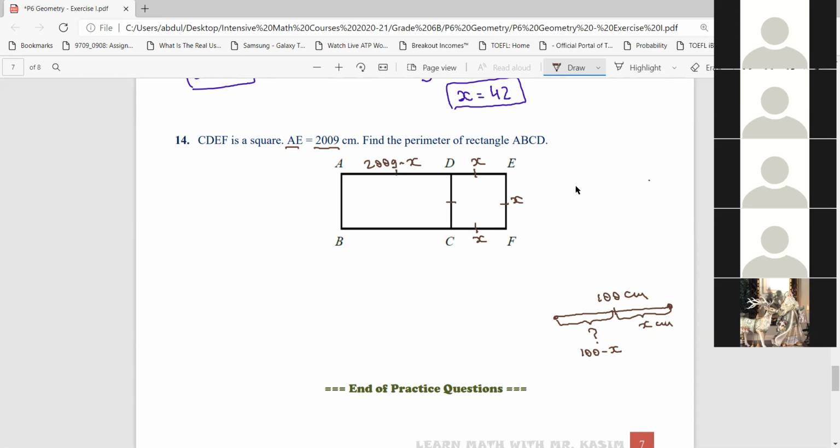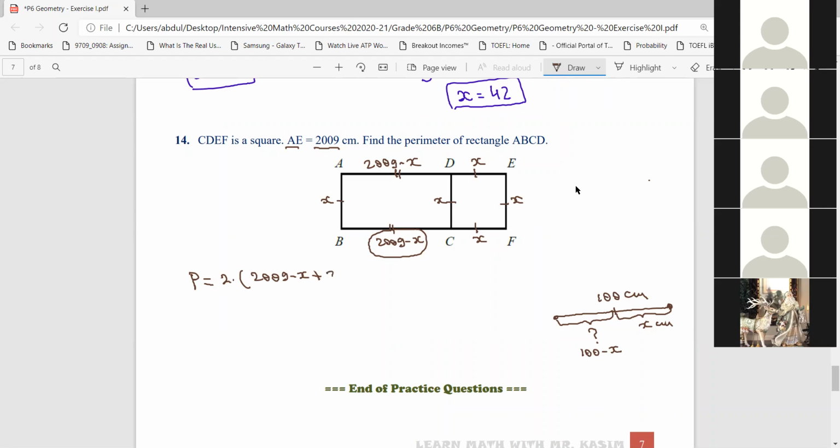As you see here, this side is equal to this side, and also BC, right? The length of BC is 2009 minus X. So this part equals X, and also this part should be equal to X. What is the question? Find the perimeter of rectangle ABCD. So the perimeter of the rectangle ABCD is 2 times length. What is the length? 2009 minus X. That is 2009 plus... minus X. Plus, what is its width?